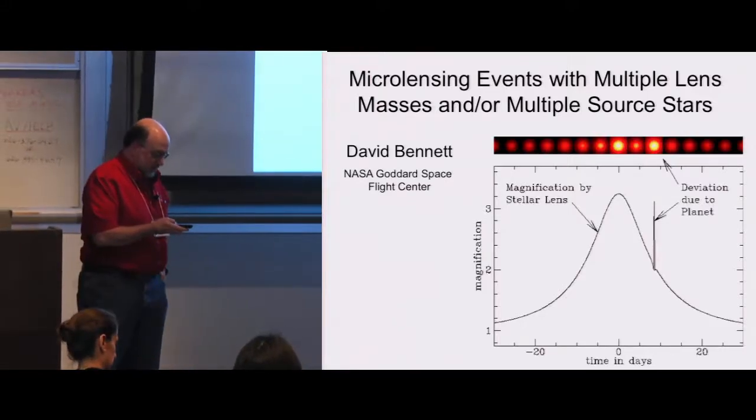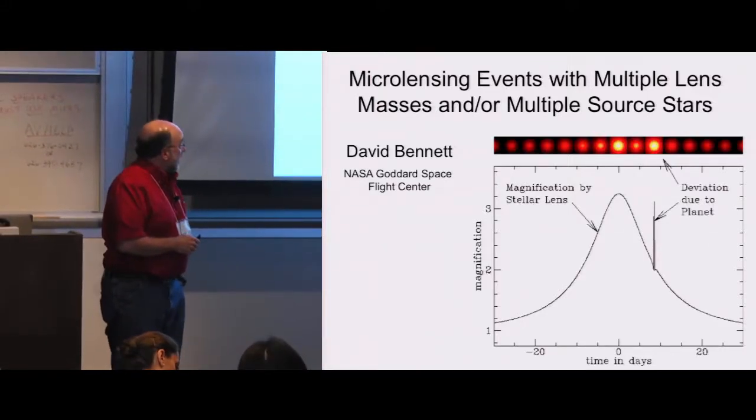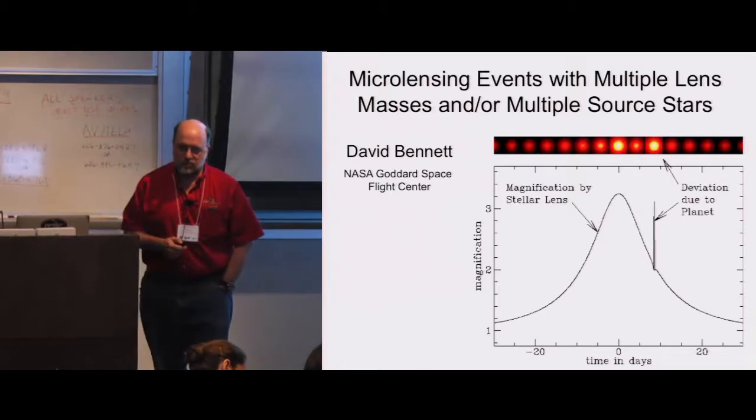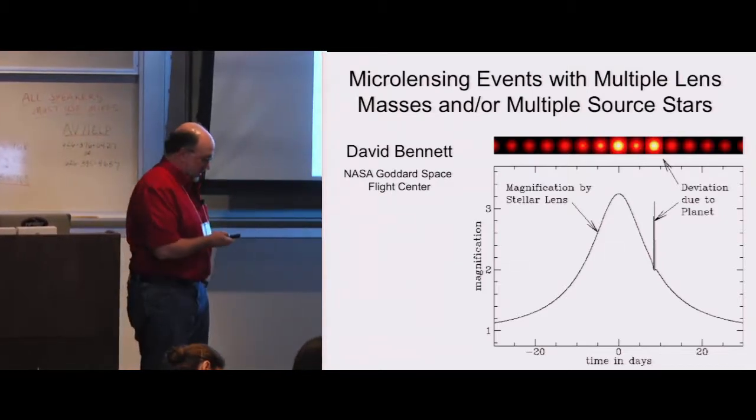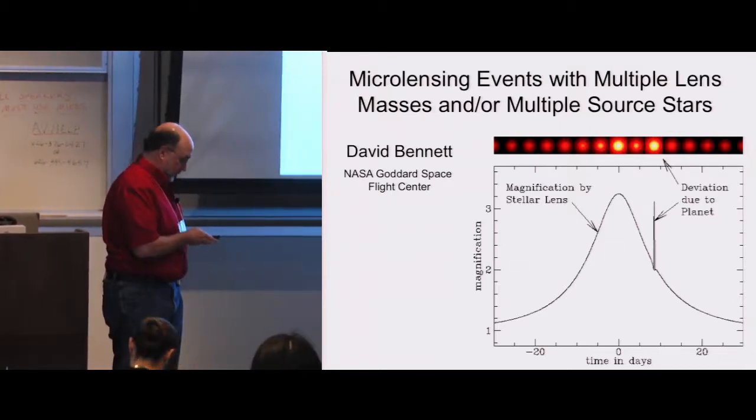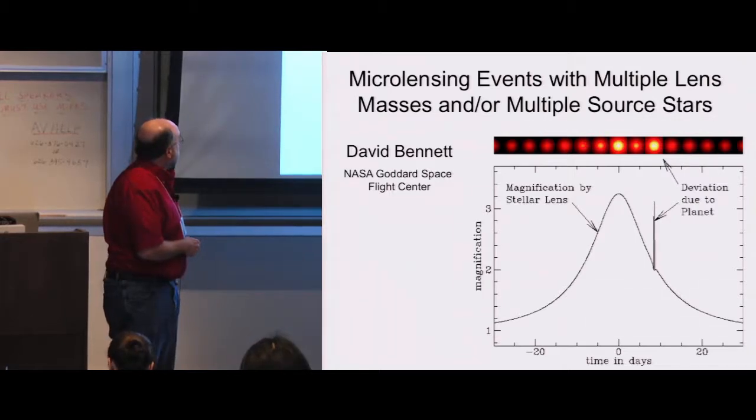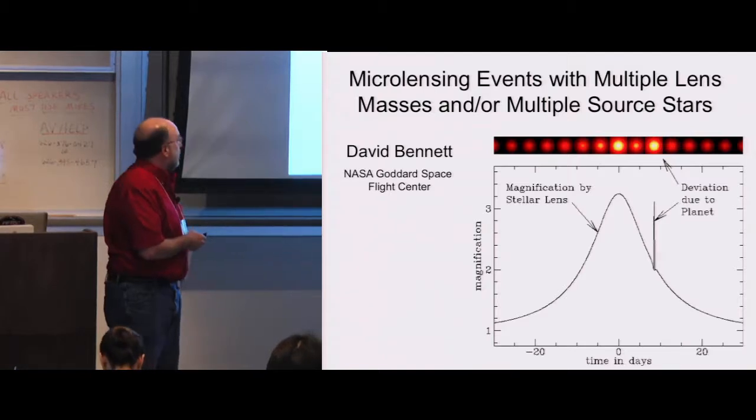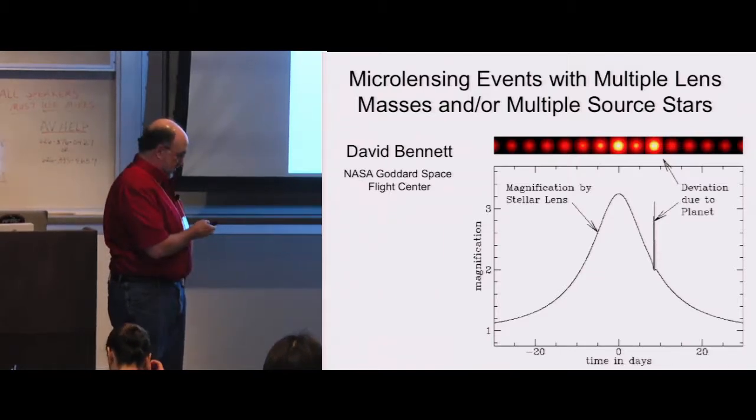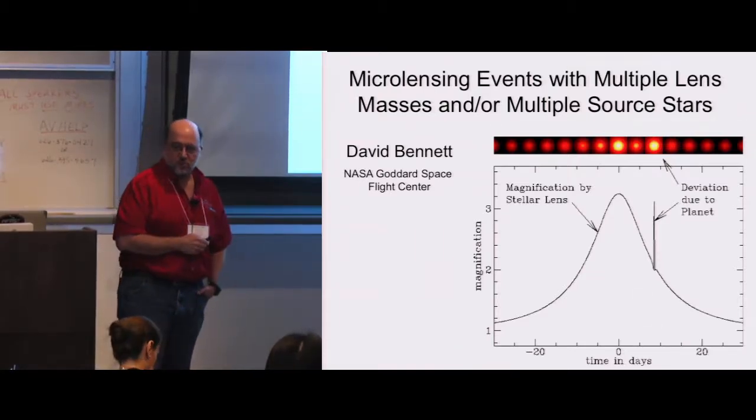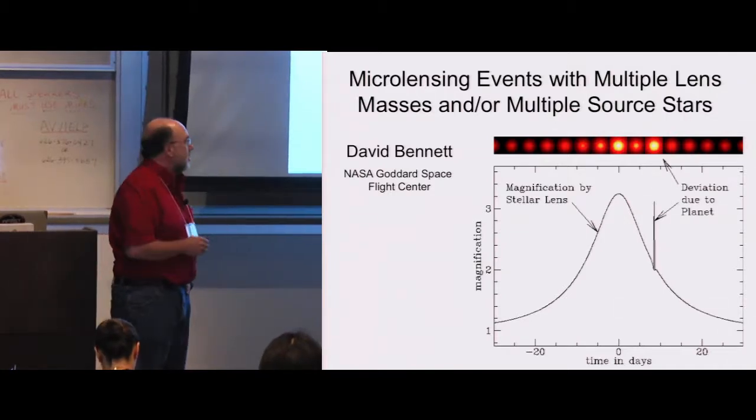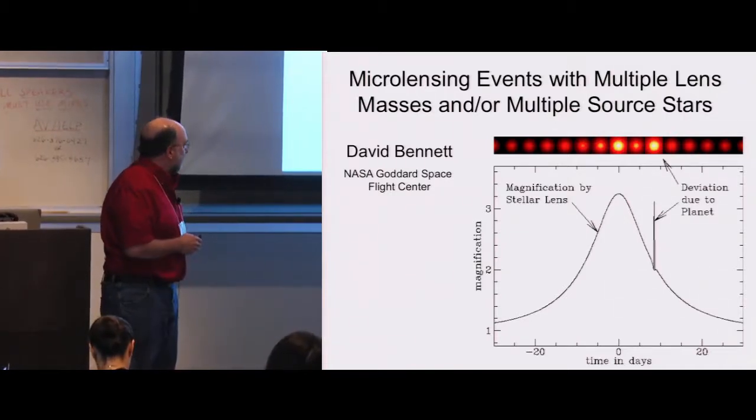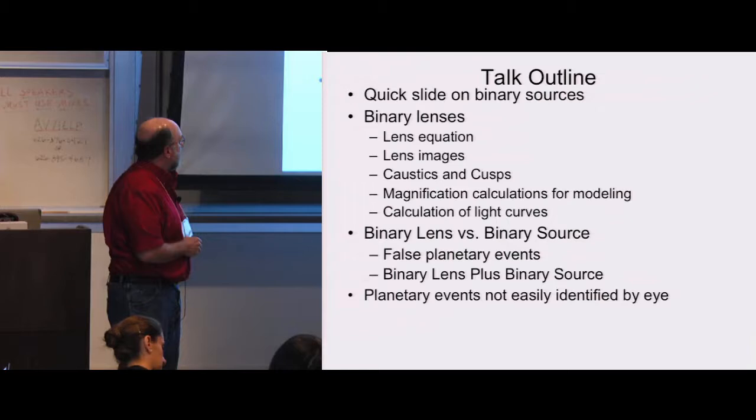I was supposed to talk about binary lens and binary source events, but I generalized slightly to talk about multiple lens and multiple source events. Well, only binary source events, I guess. But the multiple lens, well, the binary lensing problem is part of the multiple lens problem, and so we're going to talk about it a little bit more generally.